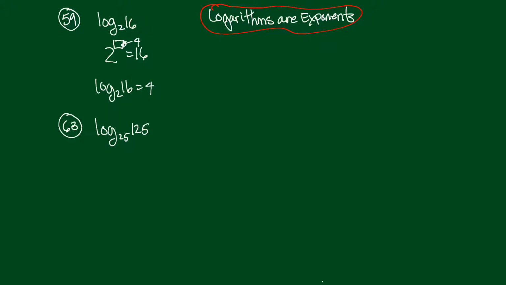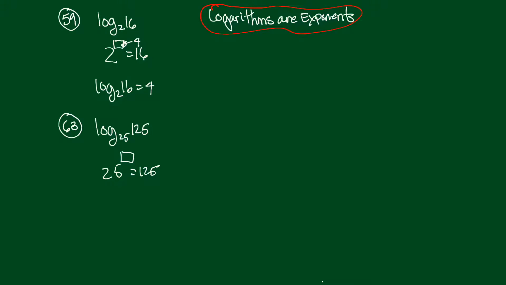Now this one's going to require a little bit of thought on our part, more than 59. What we're trying to do is determine what value this is. So I know it's an exponent. So what exponent am I going to put on 25 to get to 125? So I'm thinking this. 25 to what power is 125?